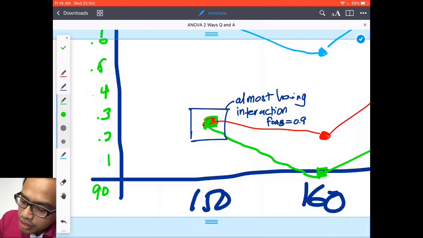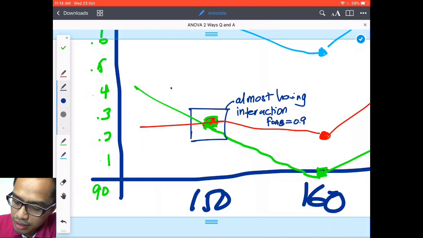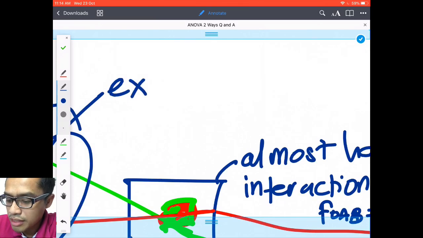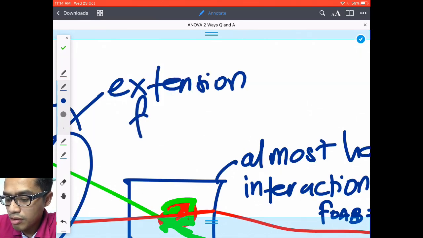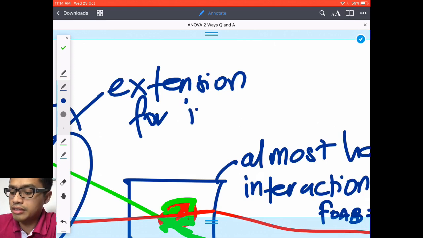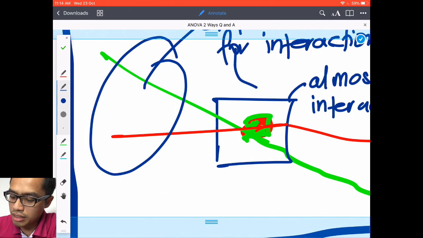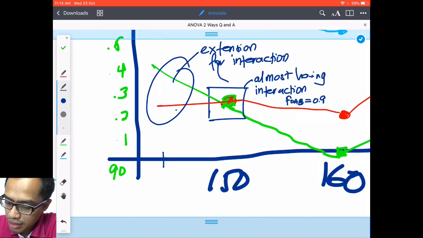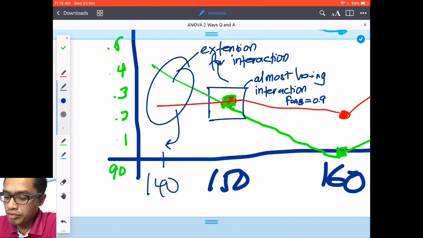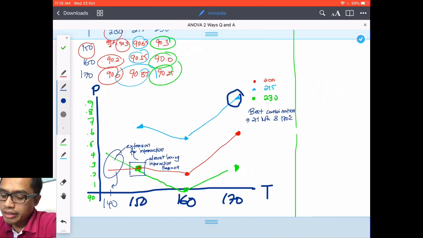So let's say I'm going to use this one and this one. So what are these? These are extensions for interaction. That means you can suggest a new degree Celsius, maybe around 140. Then you have interaction somewhere in between 140 and 150 degrees Celsius. So now we know that it is actually temperature that is not giving you interaction.